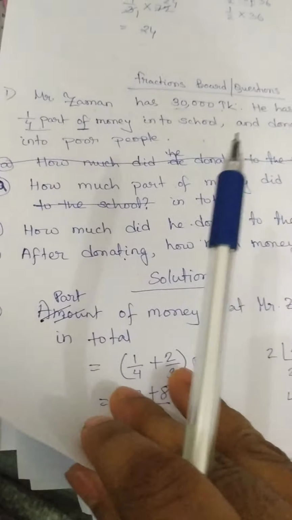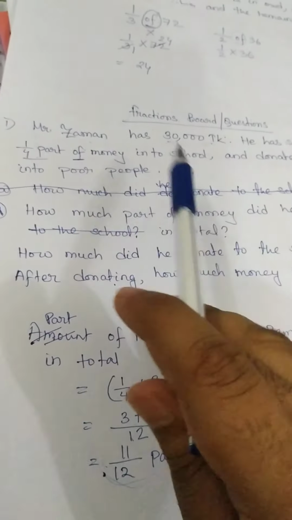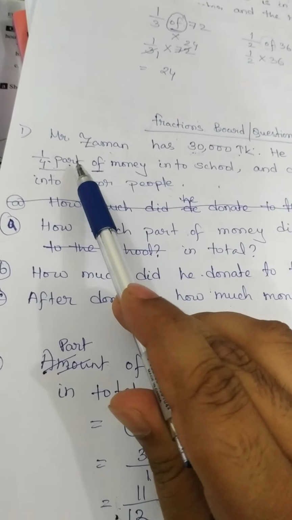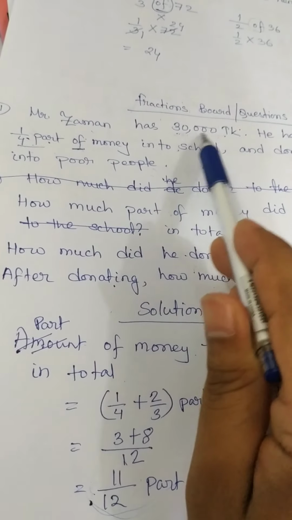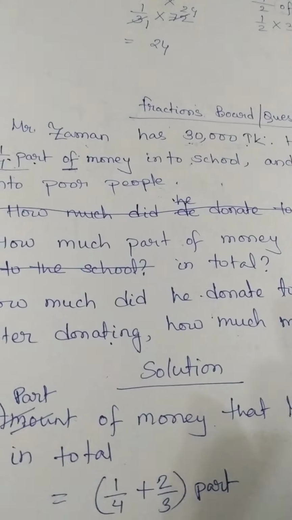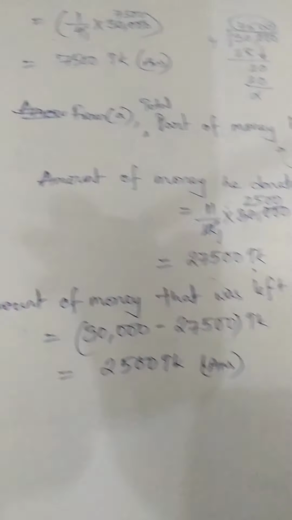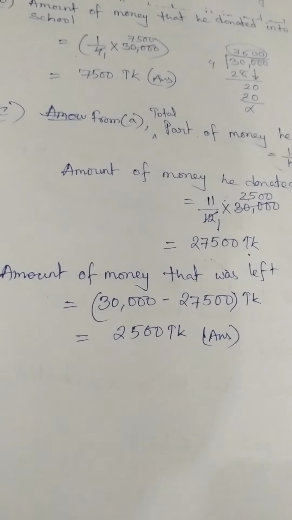The next question is, how much money did he donate to the school? So he donated 1/4 part of money to the school. So which money? 30,000 taka. So 1/4 into 30,000 taka he donated to school. So how much did we get? 7,500 taka he donated to school.